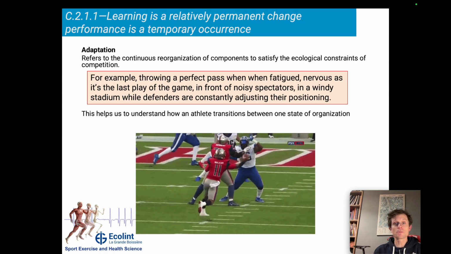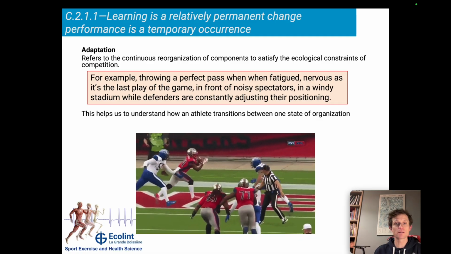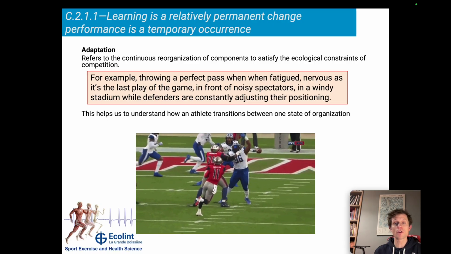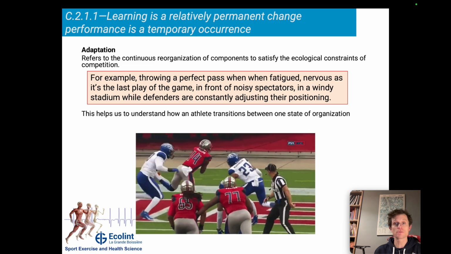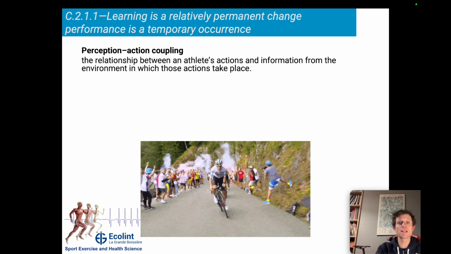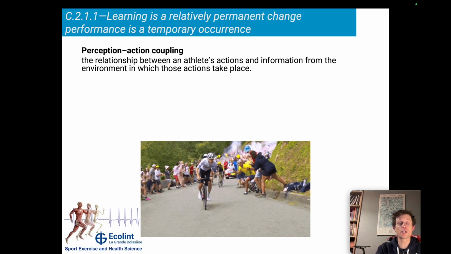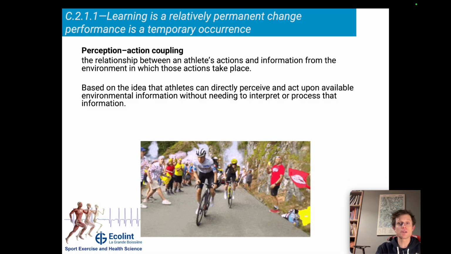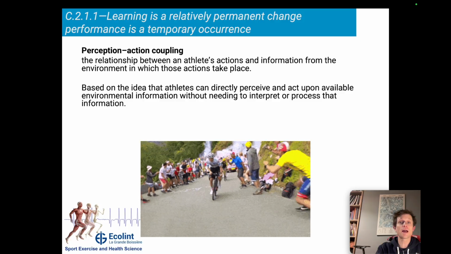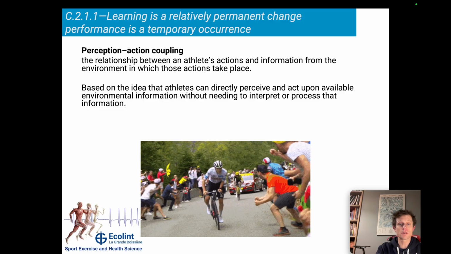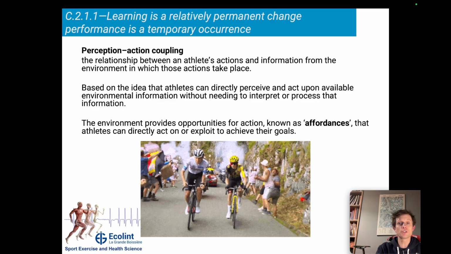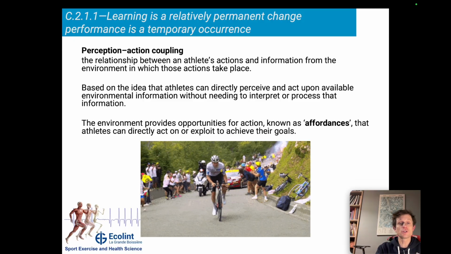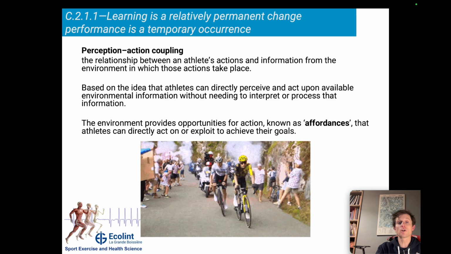This ability to adapt is sometimes known as the adaptive capacity of an athlete. This can be developed in training by increasing the number of different constraints and modifying them by the coach during training scenarios. Perception-action coupling refers to the relationship between an athlete's actions and the information from the environment. The idea is that the athlete can directly perceive this information from the environment without necessarily having to interpret or process that information. The idea is that the environment provides opportunities for action, which we know as affordances, and athletes can use these affordances or opportunities in order to exploit them and achieve their goals.